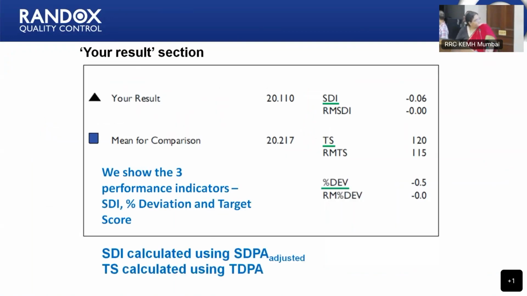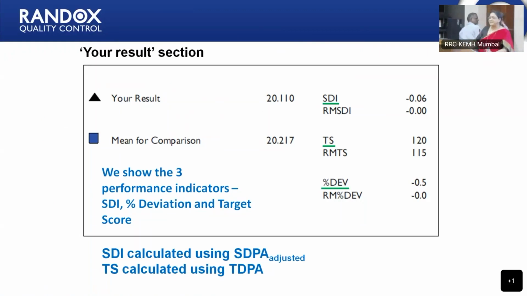The next box gives you information on the performance indicators that are used to assess the laboratory performance. In EQAS, we use 3 performance indicators, namely SDI, that is standard deviation index, which people also know as Z score. The limit of which is 3. The target score is unique to EQAS. Target score is a numerical index that is used to understand your performance at a glance.